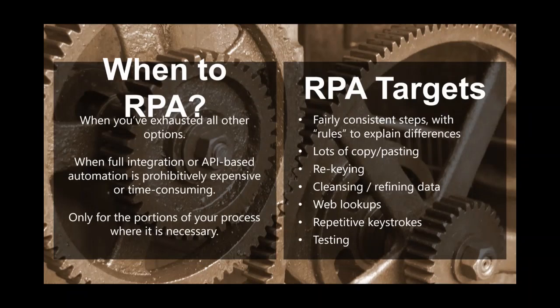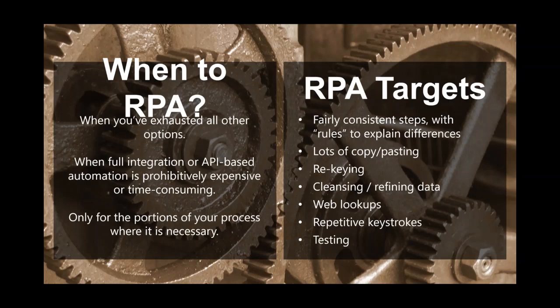So I talked about this a little earlier. When should you use RPA? Really when you've exhausted your other options. It's not the first thing you go to. It's more like the last thing you go to, when you can't do stuff with API automation, or that kind of automation is just too expensive or time consuming. And only do it for the parts of your process where it's necessary. You may be able to do parts with regular Power Automate, but parts might require this. So minimize where you use it to maximize the efficiency of how things are running.